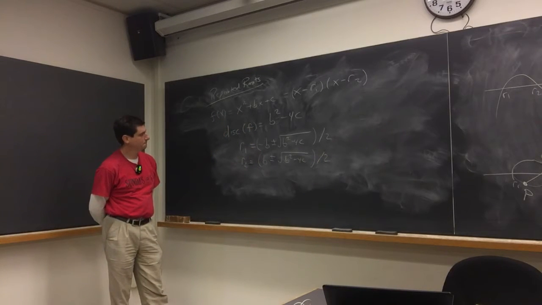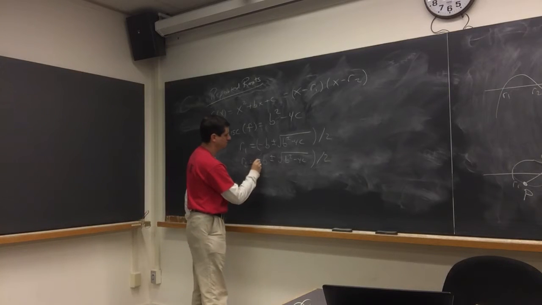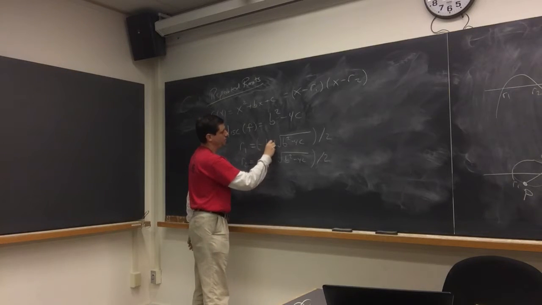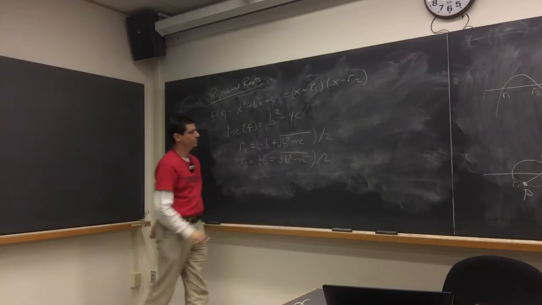Shouldn't one of them be plus? Yes, sorry. Did it in the wrong spot. Negative b squared minus.